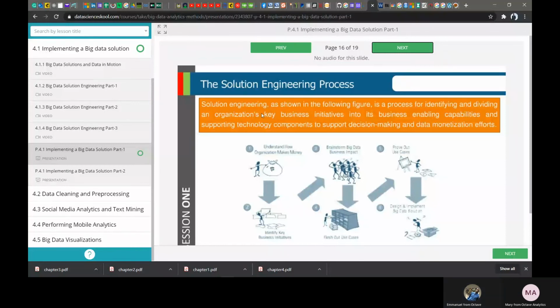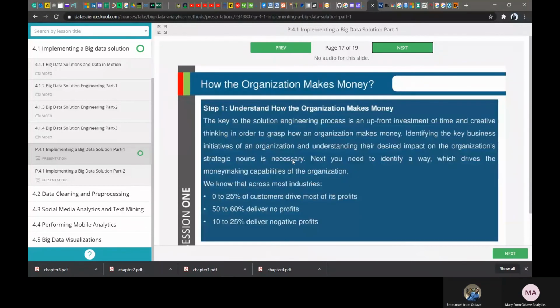Then you start removing some use cases that will not be relevant for your solution. Then the last step is to design and implement big data solutions. So after you found the use cases that are going to solve the problem, then you design and implement big data solution. Let me go to the next step.